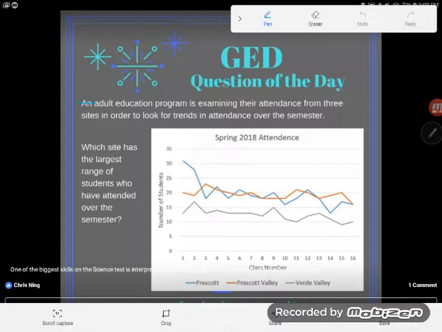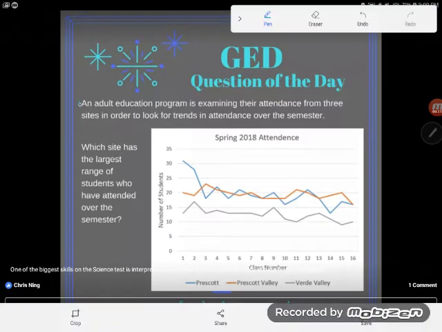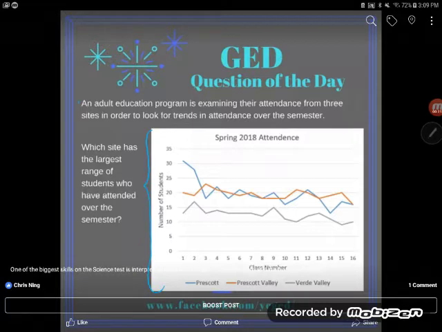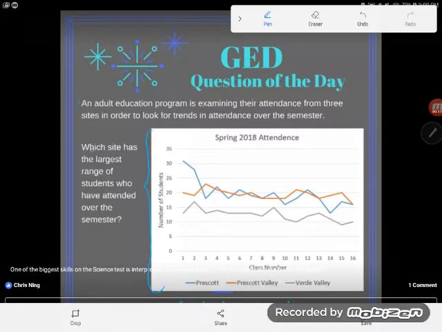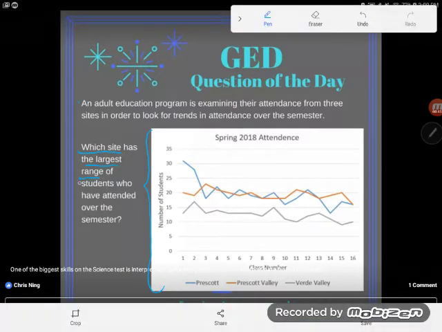It says an adult education program is examining their attendance from 3 sites in order to look for trends in attendance over the semester. Okay, so yeah, I see that. Here's our little line graph. They're looking for some trends. And it says, which site has the largest range of students who have attended over the semester?